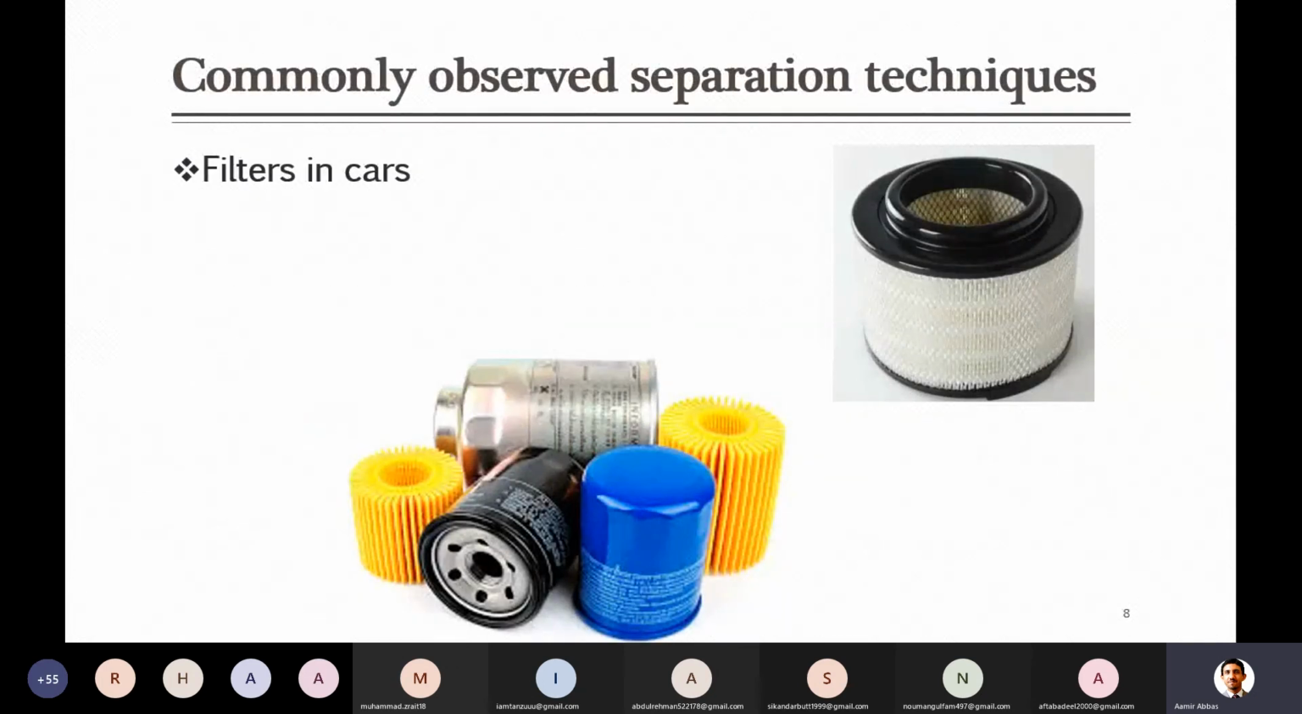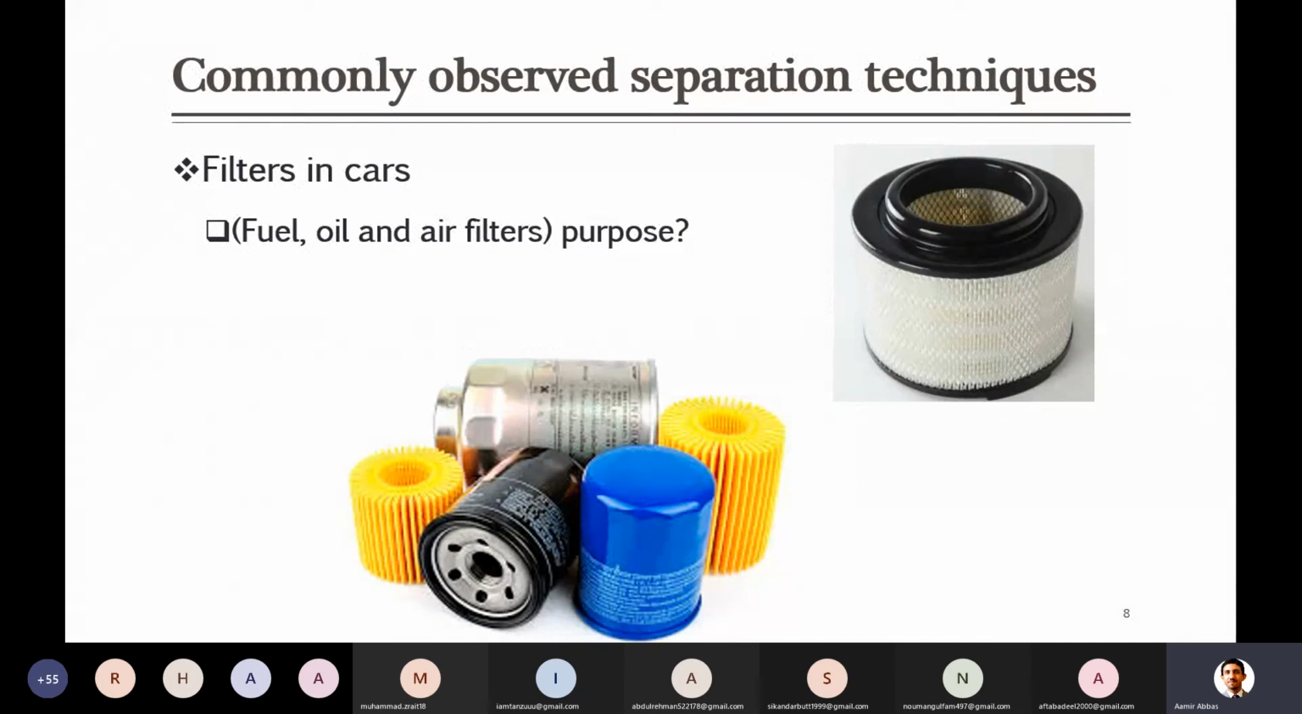So what about these? Did you see this kind of stuff somewhere in your surroundings? Yes, sir. We have seen this in bikes. Yeah, in the vehicles. So you have seen that in the vehicles, in the cars, there are like three types of filters.